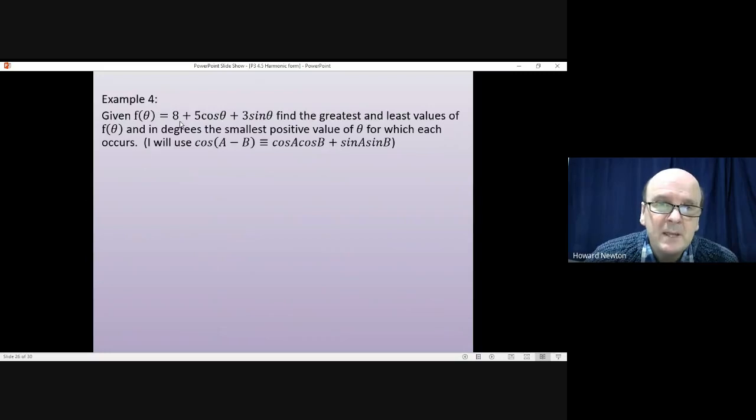You begin by ignoring the 8. So you just discard the 8 completely and look at 5 cos theta plus 3 sine theta exactly as we have done on the previous examples. But I'll let you have a go yourself first. If you can make sense of it, have a go. Pause the video, come back to me when you're ready.